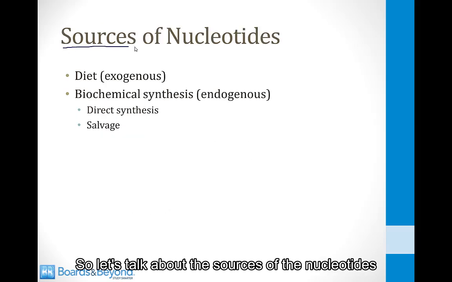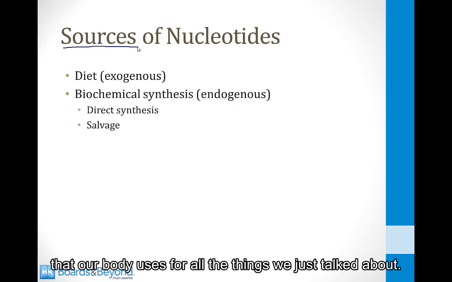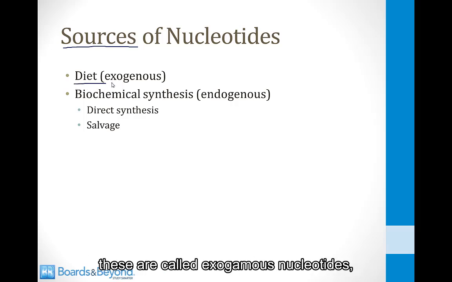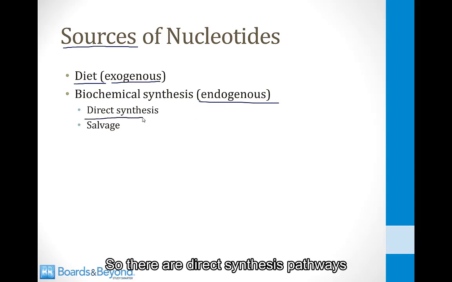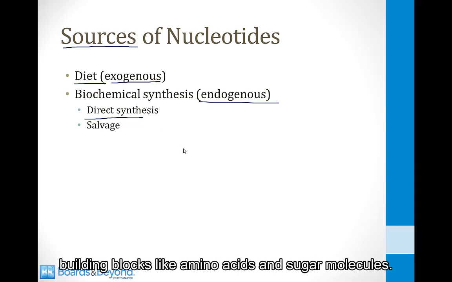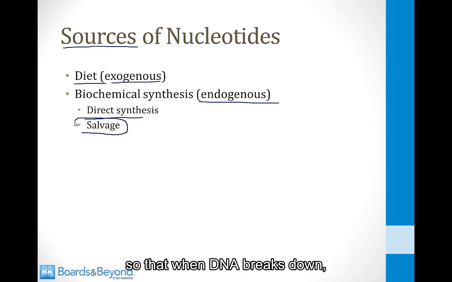So let's talk about the sources of the nucleotides that our body uses for all the things we just talked about. Well, you can get nucleotides from your diet. These are called exogenous nucleotides. But then there are also a couple of ways by which the body can synthesize them. These are called endogenous nucleotides. There are direct synthesis pathways by which the body can assemble nucleotides from building blocks like amino acids and sugar molecules. And then there are also salvage pathways so that when DNA breaks down, the body can salvage the bases and turn them back into nucleotides that it can use for various purposes.